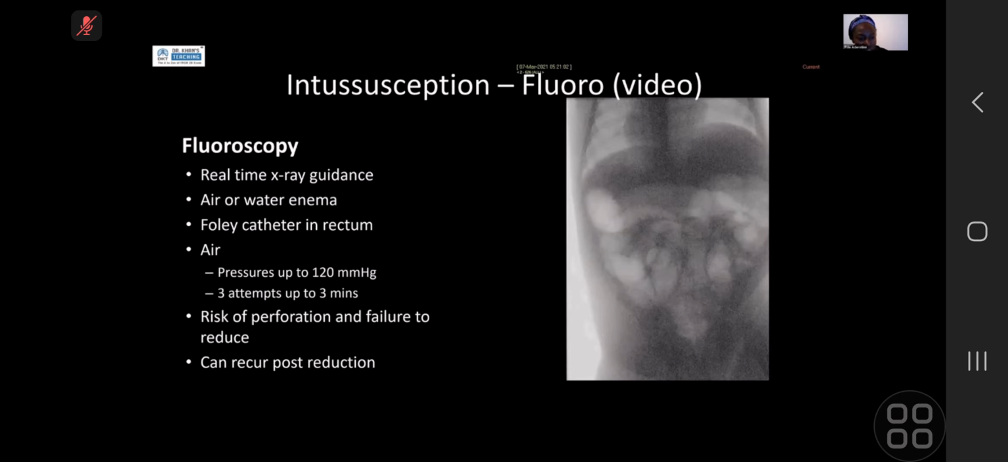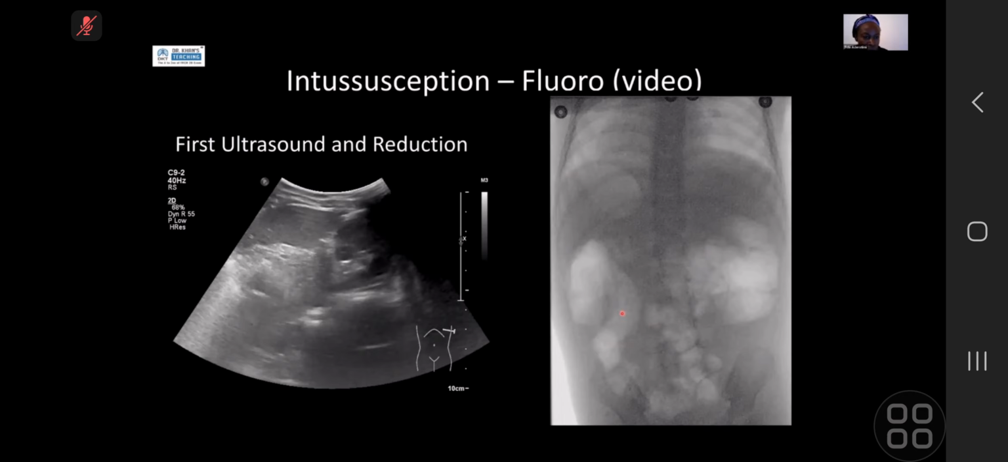We do ours under sedation, so we give Oromorph or oral sedation to try and make the child calm, and we only do it in very young children. Anyone who's too big or won't react to the sedation, we don't do it. So I think our cutoff is about 2 to 3 years old.